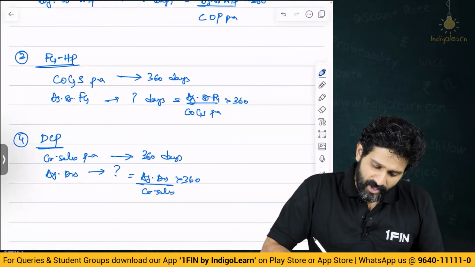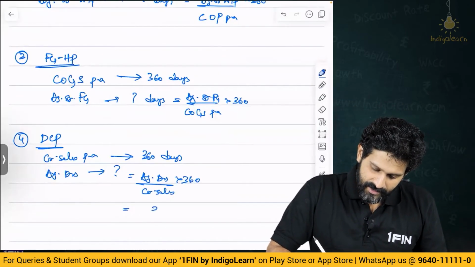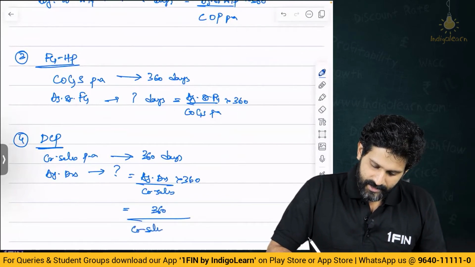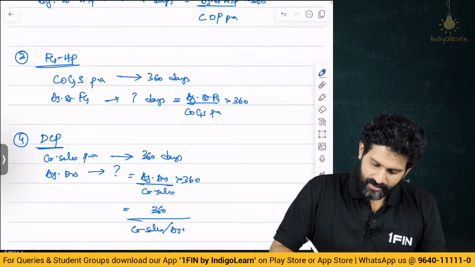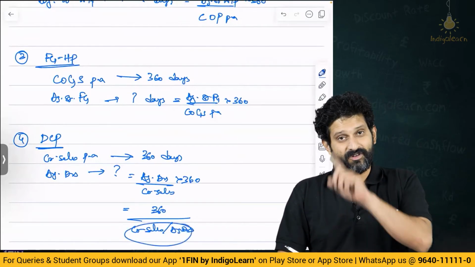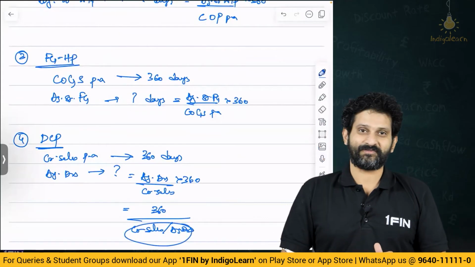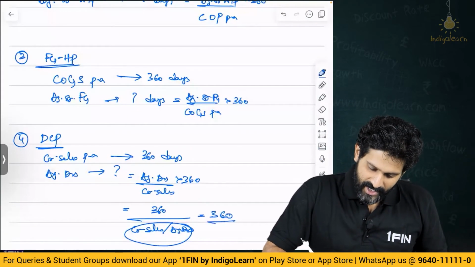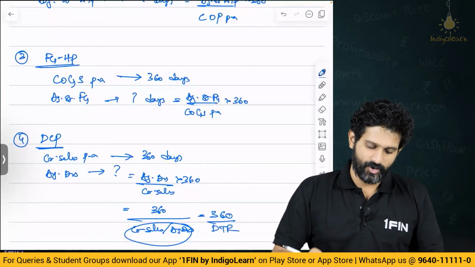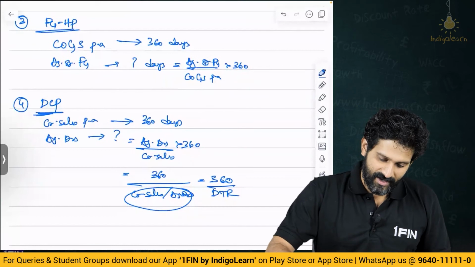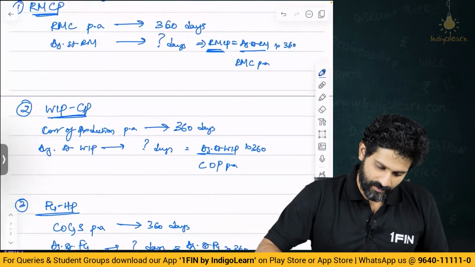Now, can we also write this as 360 divided by credit sales divided by average debtors? Why do I write like this? Because this term, if you remember in our ratio analysis, what is this? Debtor turnover ratio. Therefore, 360 by debtor turnover ratio will give us our debt collection period.